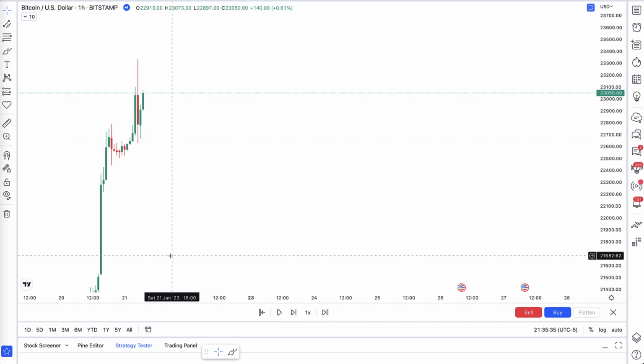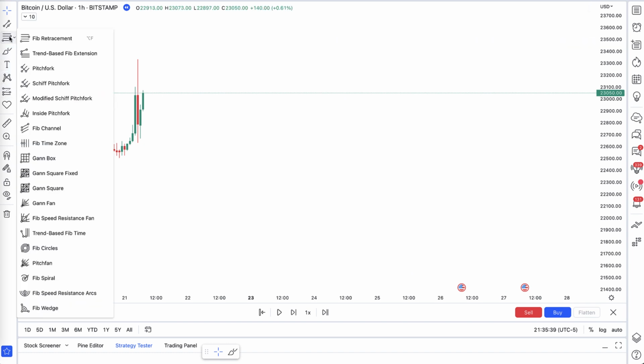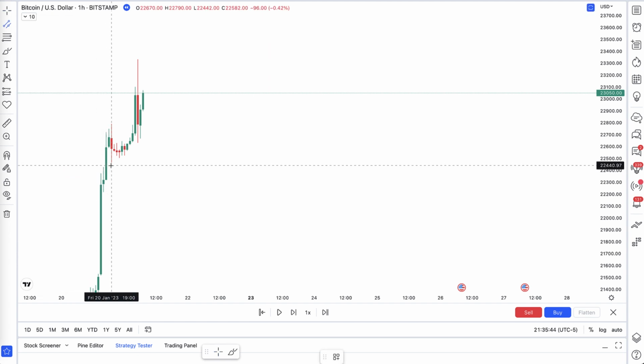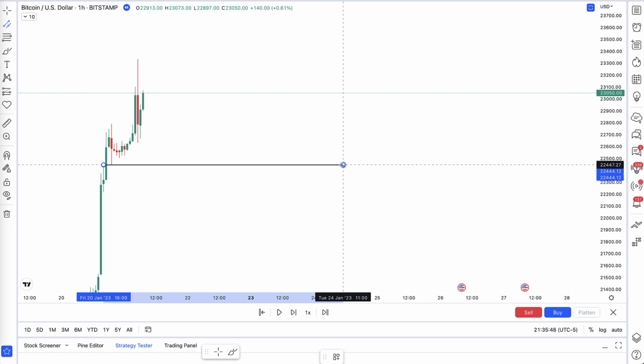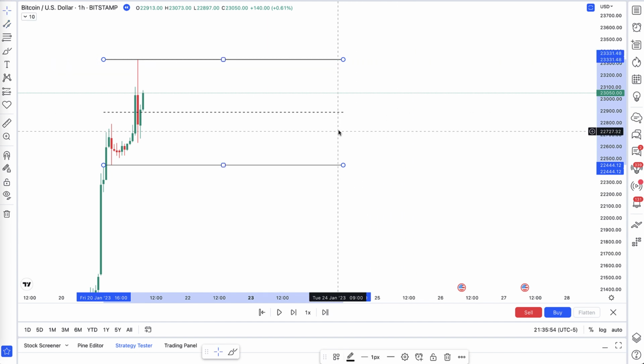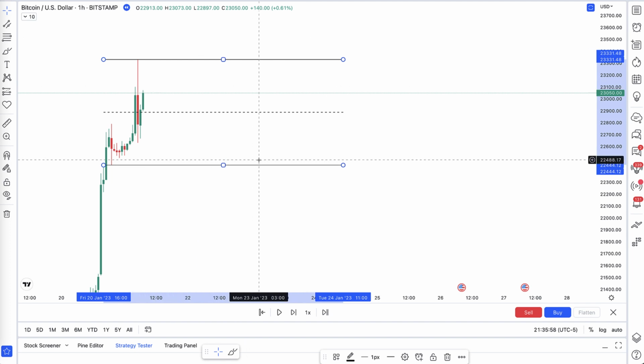Okay, so we get these wicks like this, and we can see, is this going to be the range? So let's define that range over here. We take the parallel channel. It is the easiest way to do it. We take it from the wick low over there, we hold down the shift key to get it nice and parallel, and then we get it to the wick high over here. Okay, so we had the wick here, we had the wick here, and we're looking for this range to develop.